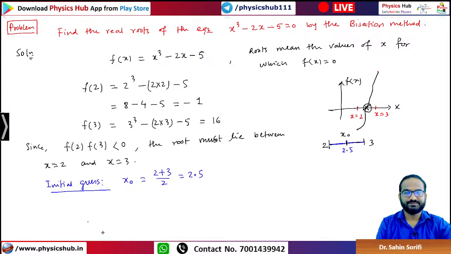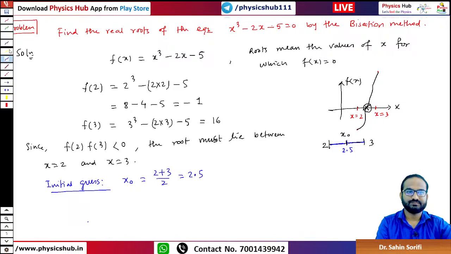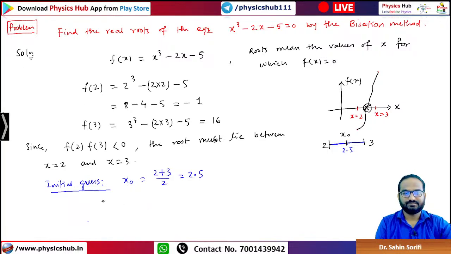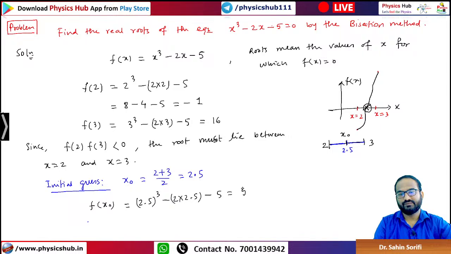What will you do next? You will find f of x0. What is the value at that point? So f of x0 will be, you see, 2.5 cube minus 2 into 2.5 minus 5. So this will come out around 5.6250. So you can calculate using calculator.